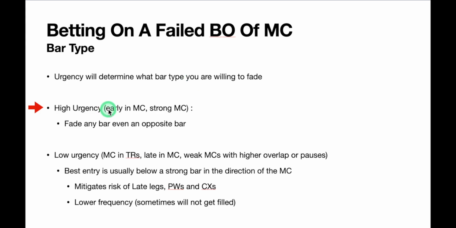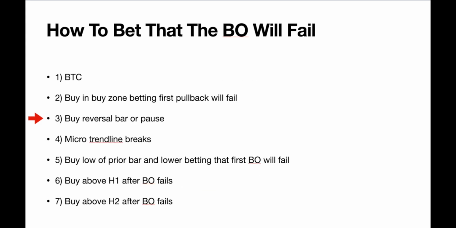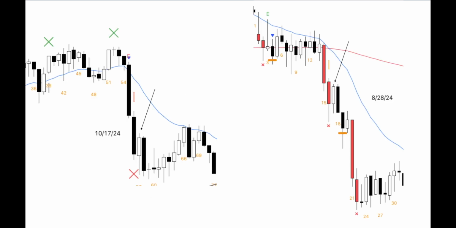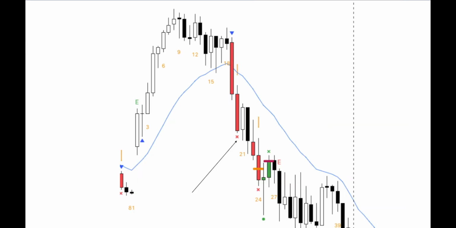In high urgency situations, like early in a micro channel, when you have really strong micro channels, when we're early in the market cycle, when you have fresh breakouts, you can fade any bar, even an opposite bar. And we've talked about that. When we talked about number 3 here, buying a reversal bar or selling a reversal bar, we talked about how when you have transitions away from the moving average or just new strong breakouts, you can often just sell the close of the reversal bar in all these situations.